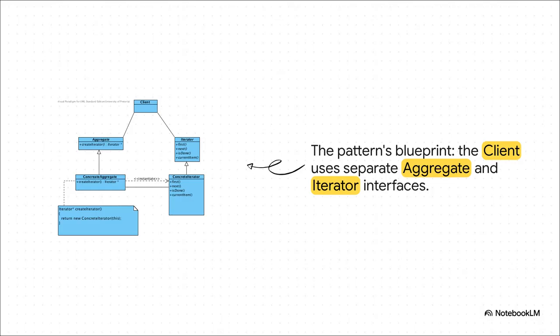Okay, let's get a little more formal for a second and look at the official blueprint. Now, don't let a diagram like this intimidate you. The key thing to see here is the separation. The client, that's your code, doesn't talk directly to the nitty-gritty details of the collection. Nope. It talks through two clean, separate interfaces, one for the collection, often called an aggregate, and one for the iterator. This separation is the entire source of the pattern's power.